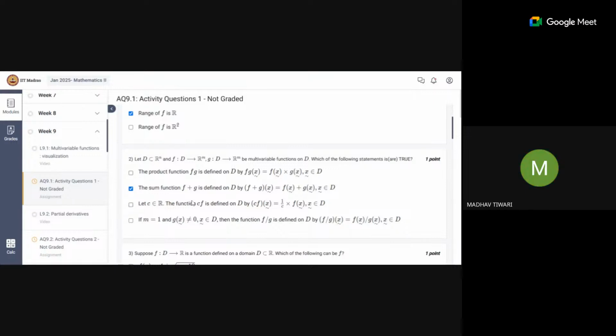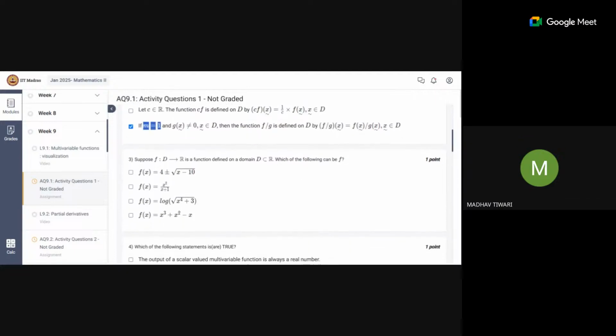After that, m is equal to 1 is given, so the division law also satisfies, meaning f by g of x will be equal to f of x by g of x. Product and division functions work when m, the codomain space dimension, is 1, and sum and difference functions will work everywhere, and scalar product will also work.